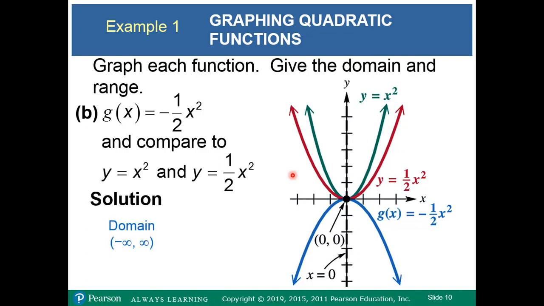So the domain of this one is, again, all real numbers in the x direction, and the range is going to be from 0 to negative infinity, right? So it's going to be negative infinity to 0 for the range. Okay.